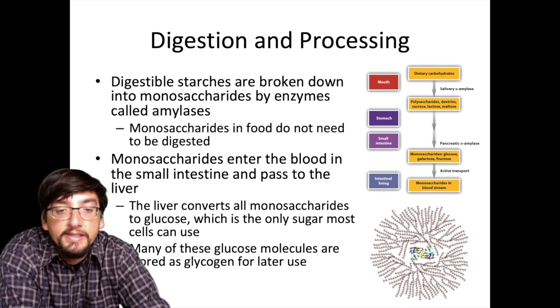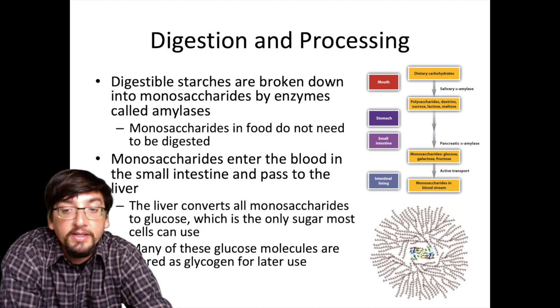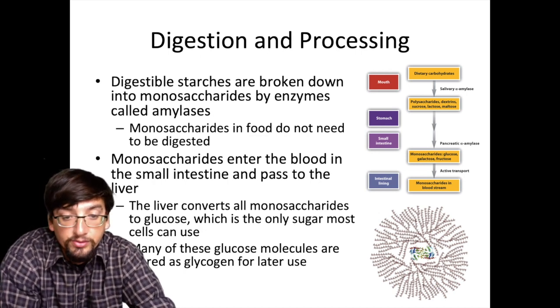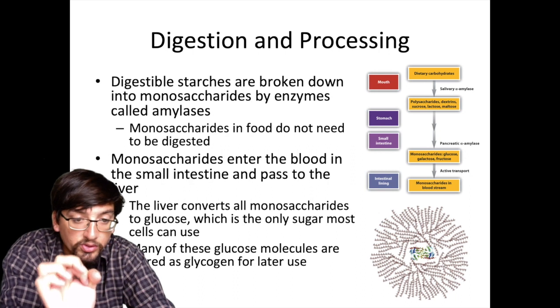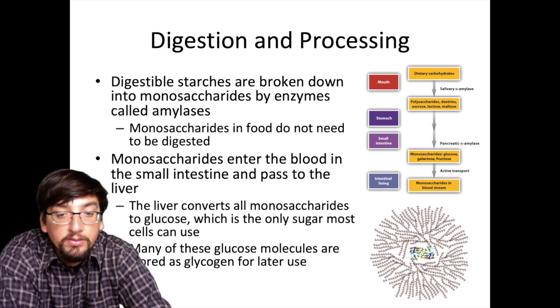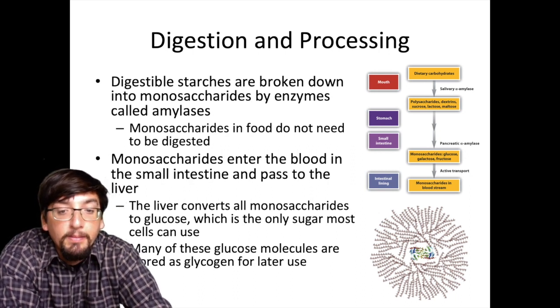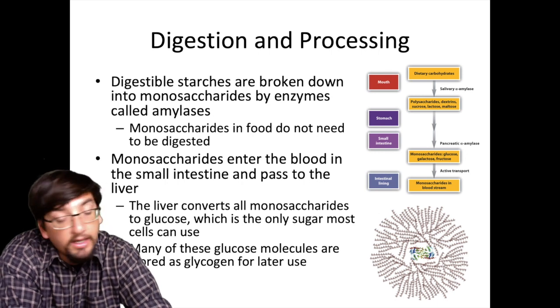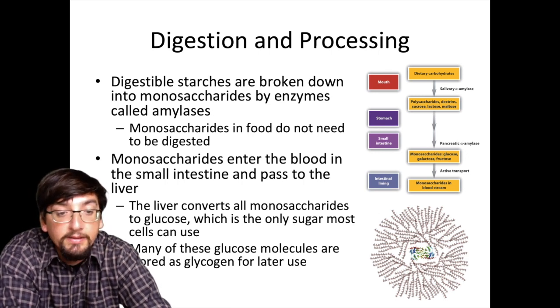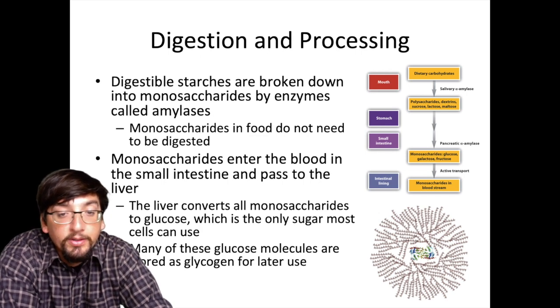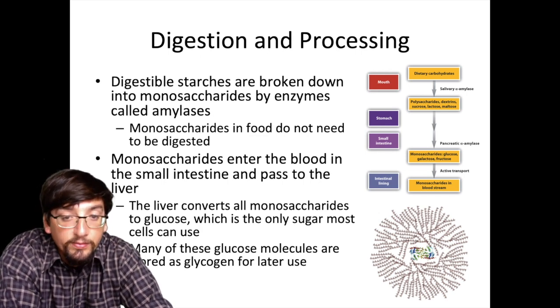And so once you have monosaccharides, and again, reminder, monosaccharides are glucose, galactose, and fructose. Those are individual single sugar rings. Those can be absorbed through the lining of the small intestine. They pass into the blood. That blood does not go to the whole body right away, because if it did, your blood sugar would be very high.